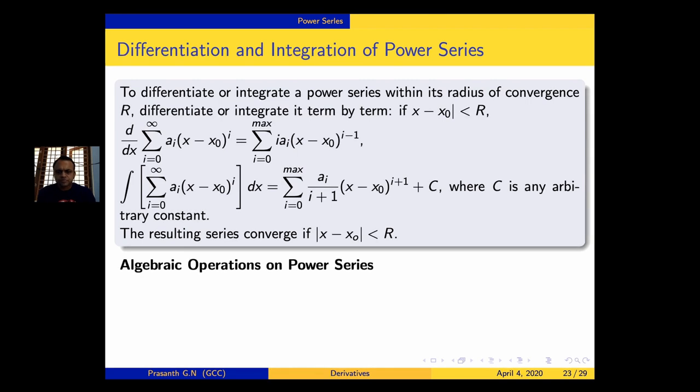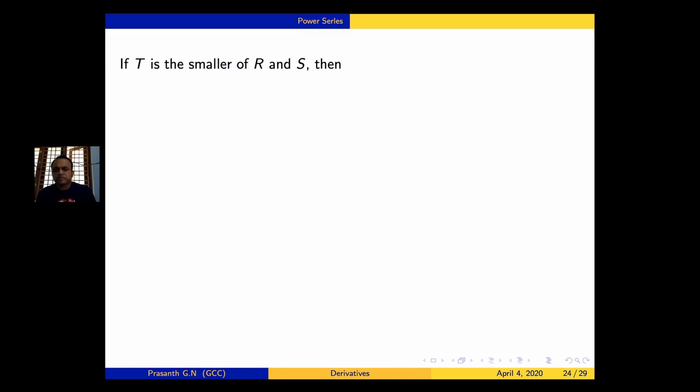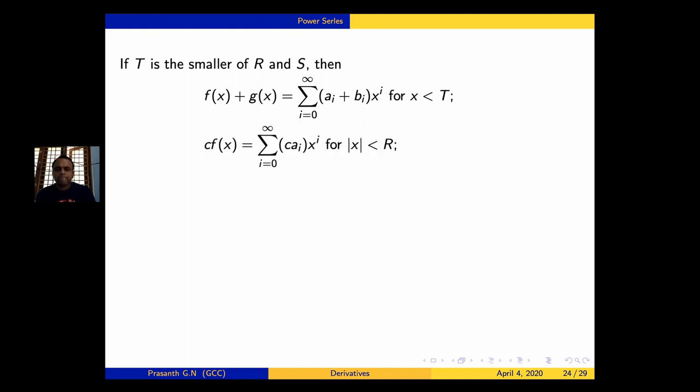is less than R. Now, similar to what we have just studied earlier, we can define algebraic operations on power series. Let f(x) equal to sigma i equal to 0 to infinity a_i x raised to i be a power series with radius of convergence R, g(x) equal to sigma i equal to 0 to infinity b_i x raised to i with radius of convergence S, and assume that T is the smaller of R and S. Then f(x) plus g(x) is equal to sigma i equal to 0 to infinity (a_i plus b_i) x raised to i whenever mod x is less than T.